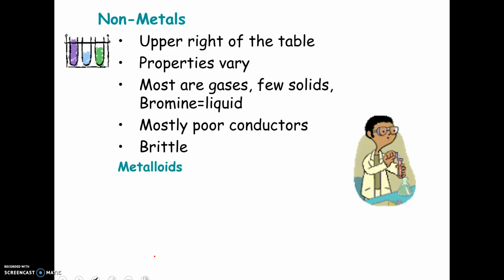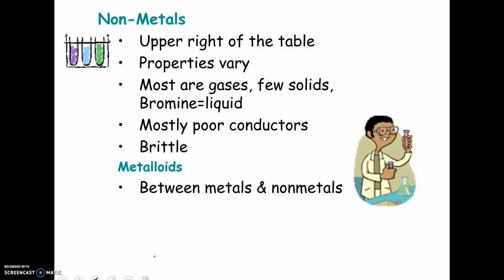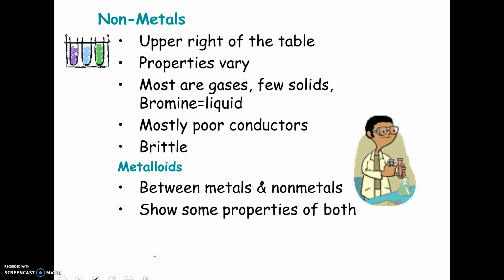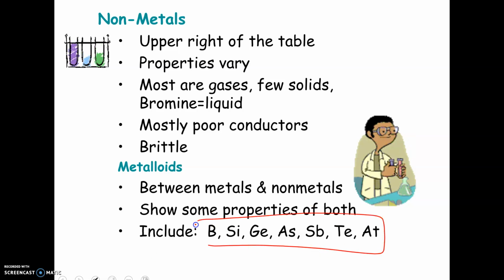And then metalloids form this sort of stair step between the metals and the non-metals. They show some properties of both. Some of them conduct electricity, some of them are a little bit shiny, but then they're also brittle. So they're kind of a mix. And these are the ones that are included. Sometimes some of these ones at the bottom are a little questionable.